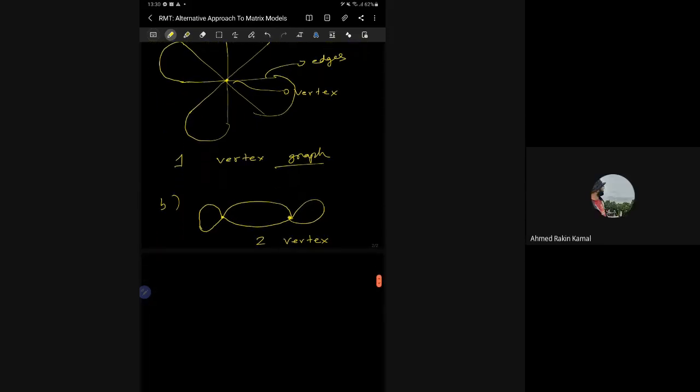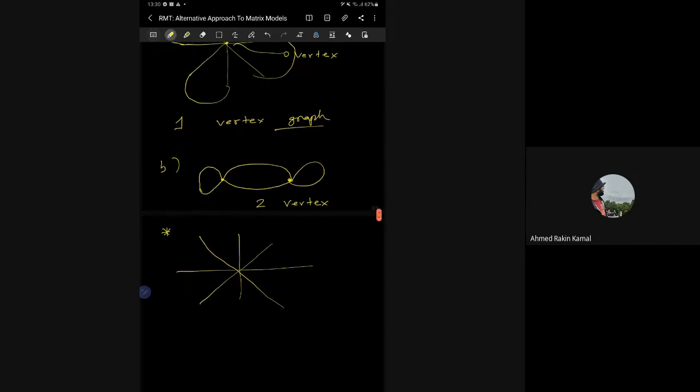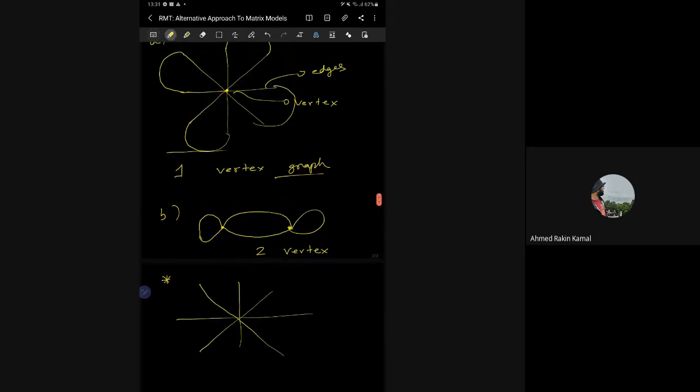So let's think of another problem. Let's go back to our first graph. Can you say how many ways I can connect these lines? How many ways can I make this graph? In how many ways can I construct this flower-like structure?